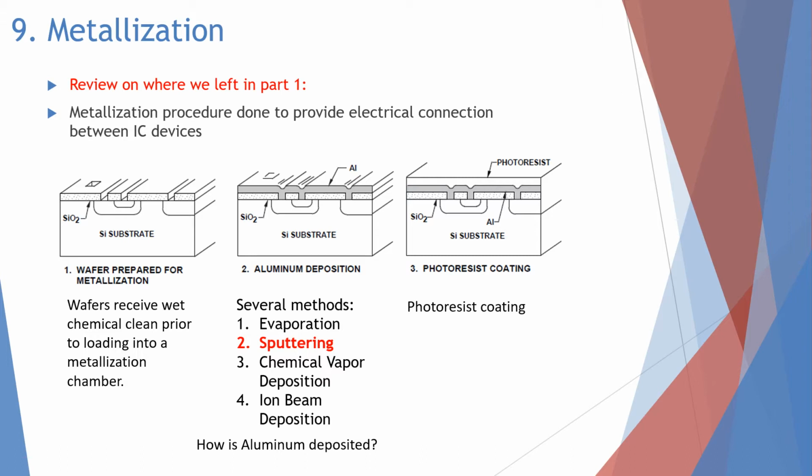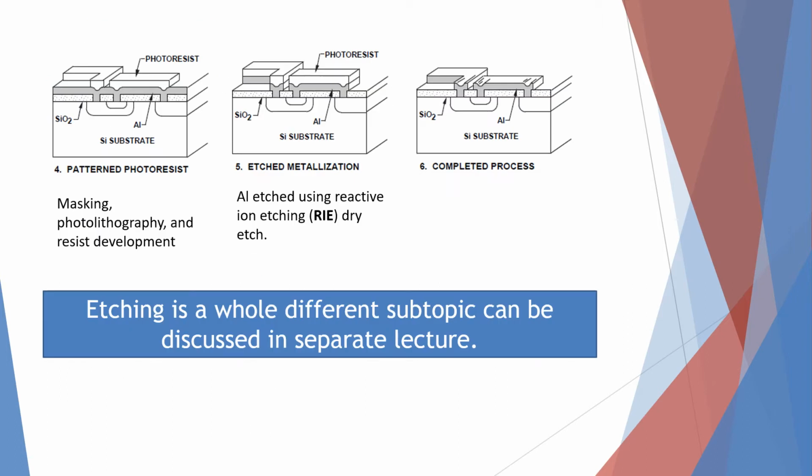So for the aluminum deposition, it can be performed in several methods. For example, evaporation, sputtering, chemical vapor deposition, ion beam deposition. Then photoresist coating, and then we pattern the photoresist. For example, the process involves masking, photolithography, resist development, and many more.